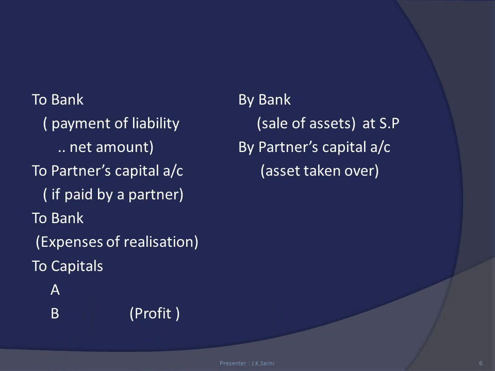And closing realization account, there is a profit divided in the old ratio and transferred to the capital current account or capital accounts. And if there is a loss, the reverse entry is passed. This was the structure of realization account. Now let us proceed step by step how the journal entries are to be passed.